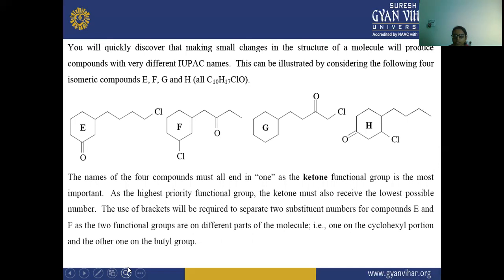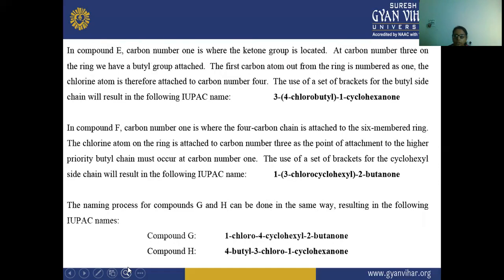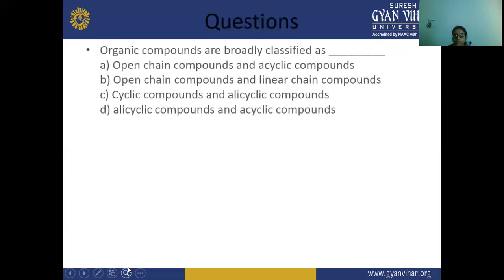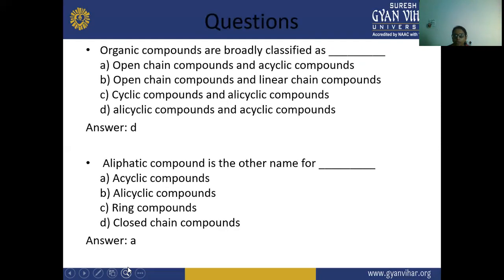Next, you will now illustrate the names. These are E, F, G and H, and here the naming is given according to which priority sequence the compound has, and after that we are naming it. The first compound E has the name 3,4-chlorobutyl-1-cyclohexanone, and F has 3-chlorocyclohexane, 2-butanol. G and H have the names 1-chloro-4-cyclohexane, 2-butanol, and 4-butyl-3-chloro-1-cyclohexanone.